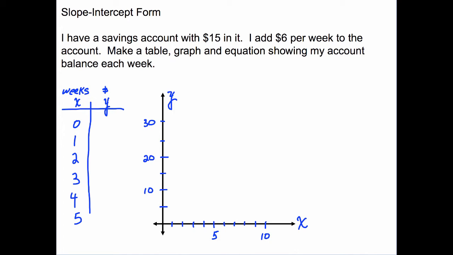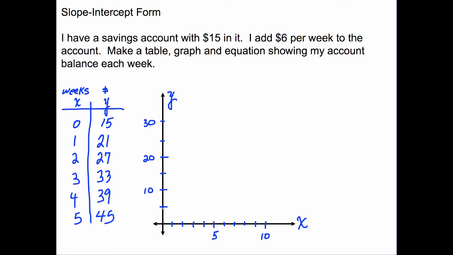Okay, so let's do this together. During week 0, I have $15 in the account. Week 1, I have 6 more, that's 21, and then 6 more the next week, and the next week, and the next week. So these are the balances in the account. Now let's put them on the graph.